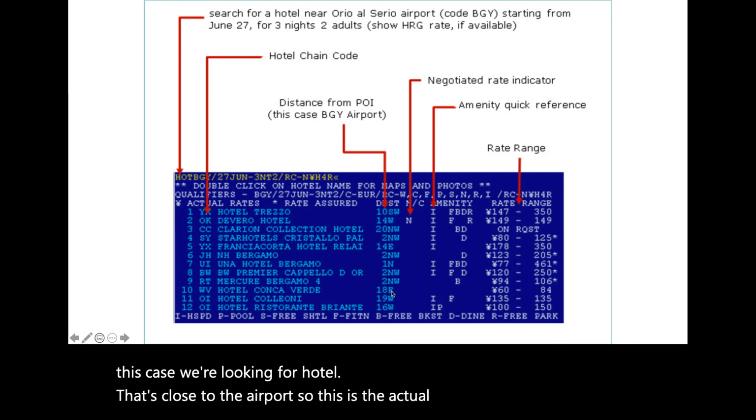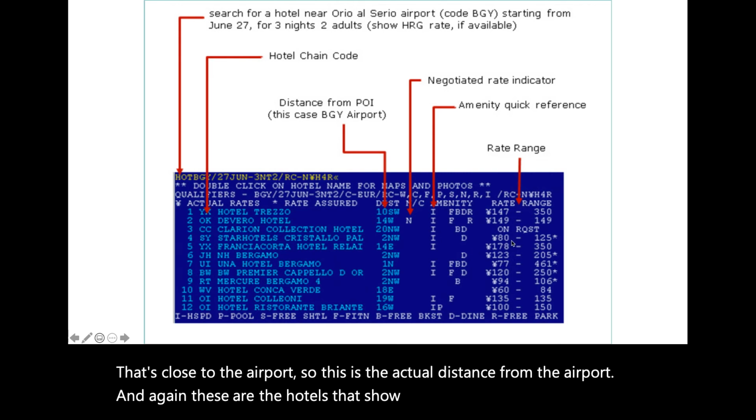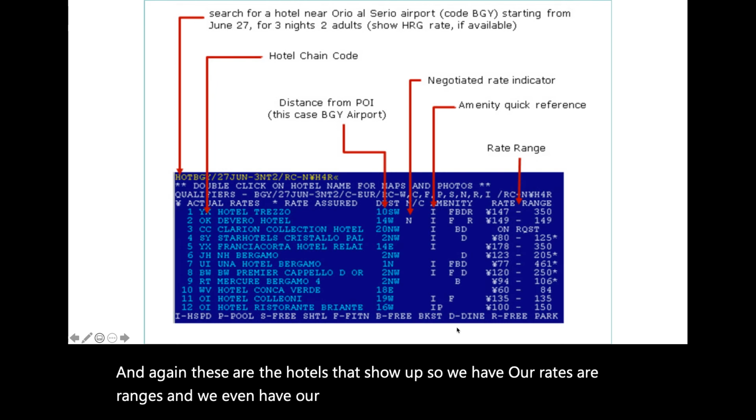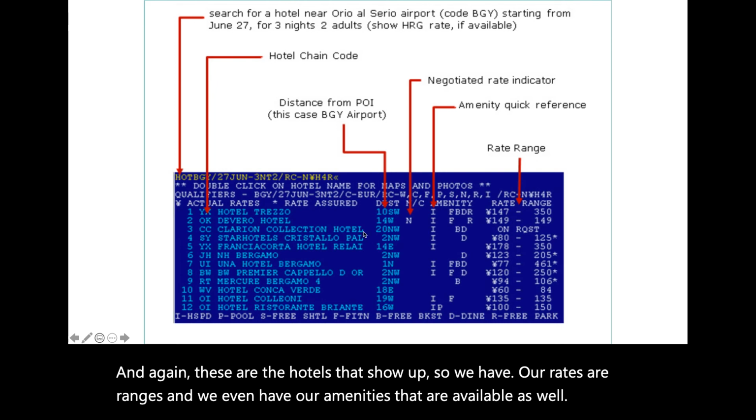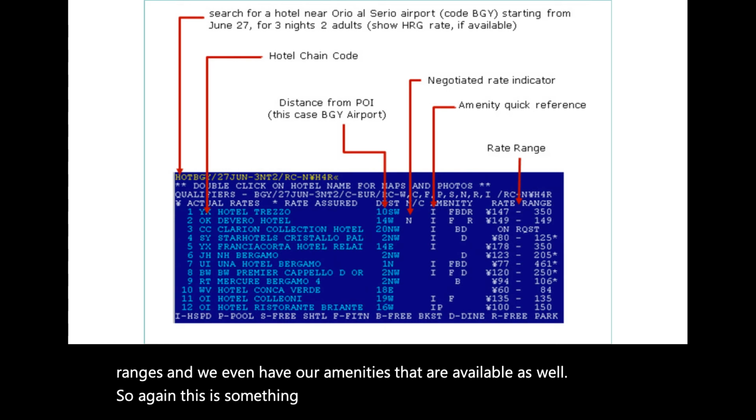And again, these are the hotels that show up. So we have our rates, our ranges, and we even have our amenities that are available as well. So again, this is somewhere where the buyers, those travel agents, are going to come, and the sellers, of course, the hotels are going to be listed here.